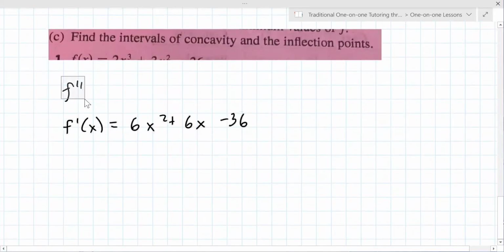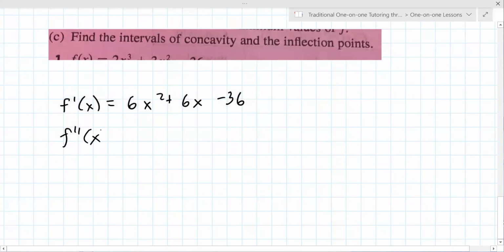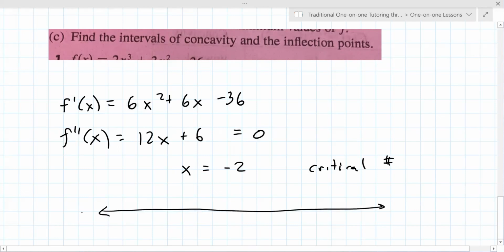Okay, and to find the second derivative, you just use the same rule again. Power rule again. So it's 12x plus 6. You set this equal to 0, and you find that x equals -2. This is also a critical number. Okay, make a number line again. This is now the second derivative number line. Okay, and then you test values.